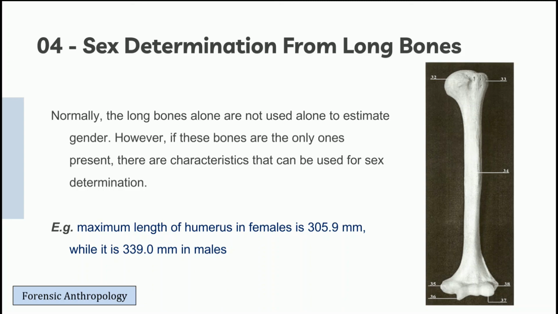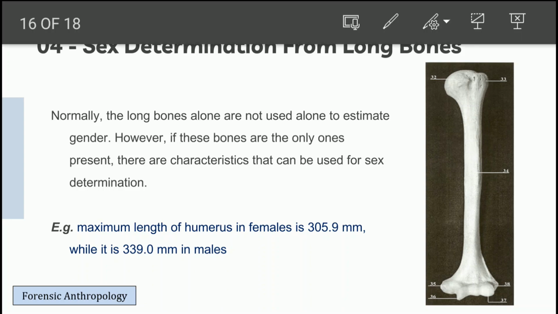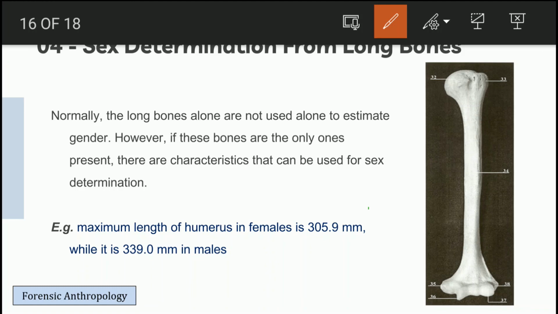For example, the maximum length of the humerus in female is 305.9 mm, while in male it is 339.0 mm. So we can compare this feature, the maximum length of the humerus, and get a certain idea about the gender.